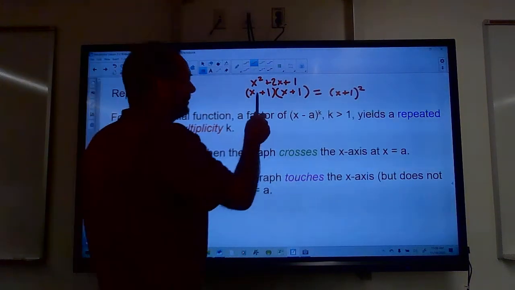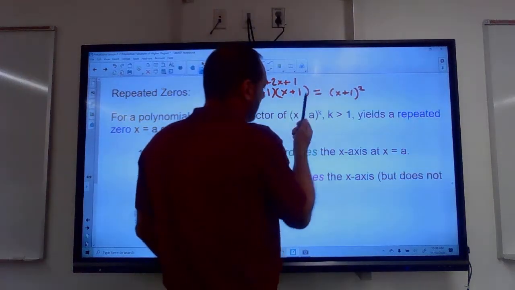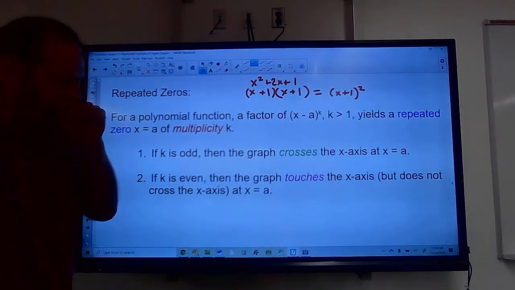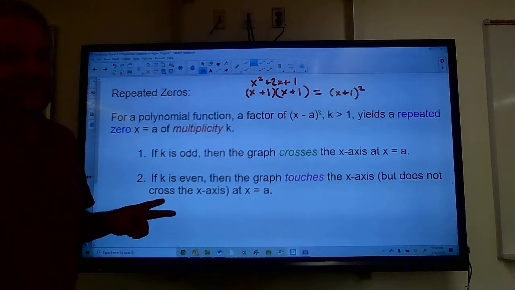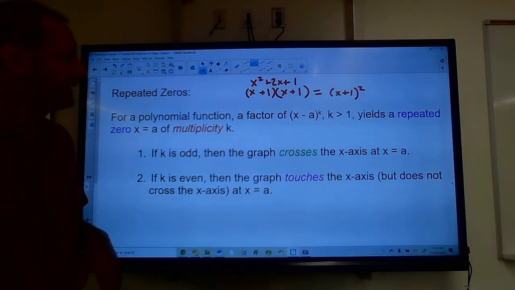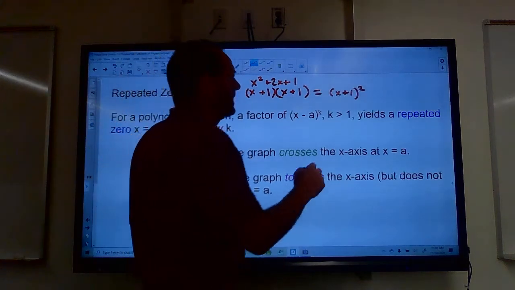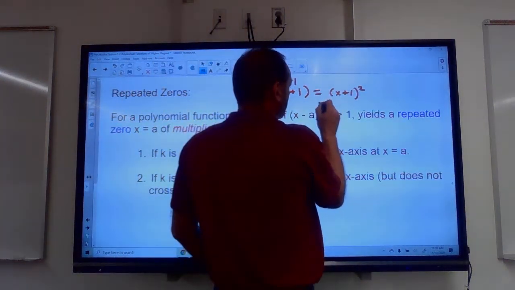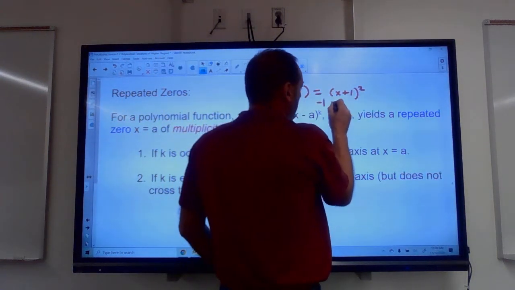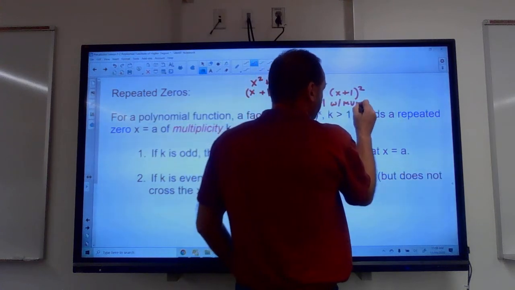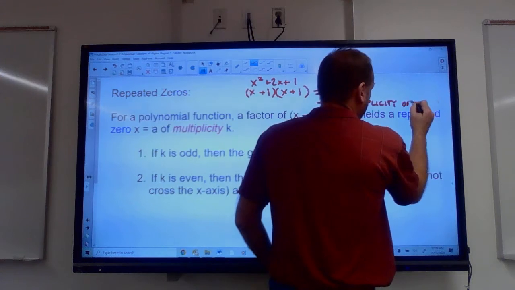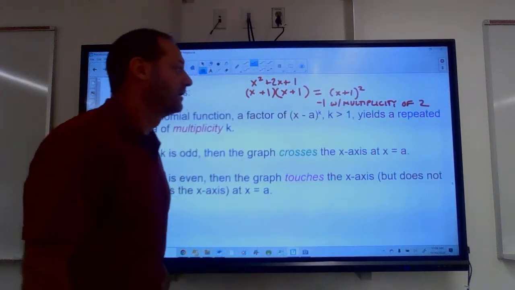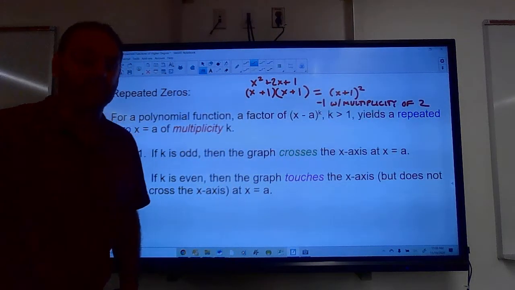So what makes this 0? Negative 1. What makes that 0? Negative 1. It has two zeros, but they're the same. Okay, so what we say is that this has a 0 of negative 1 with a multiplicity of 2. Now, it's important that you understand what happens with multiplicity.